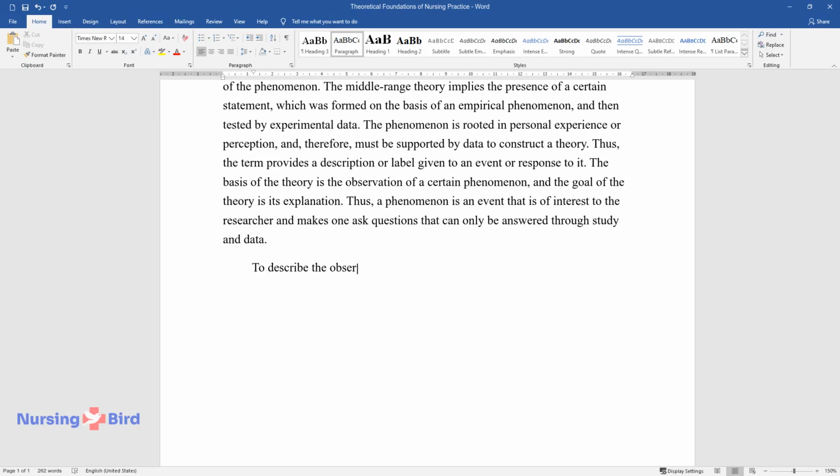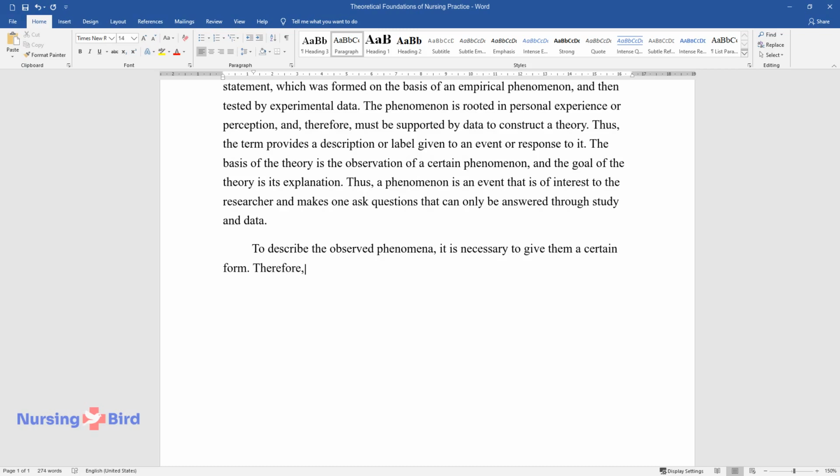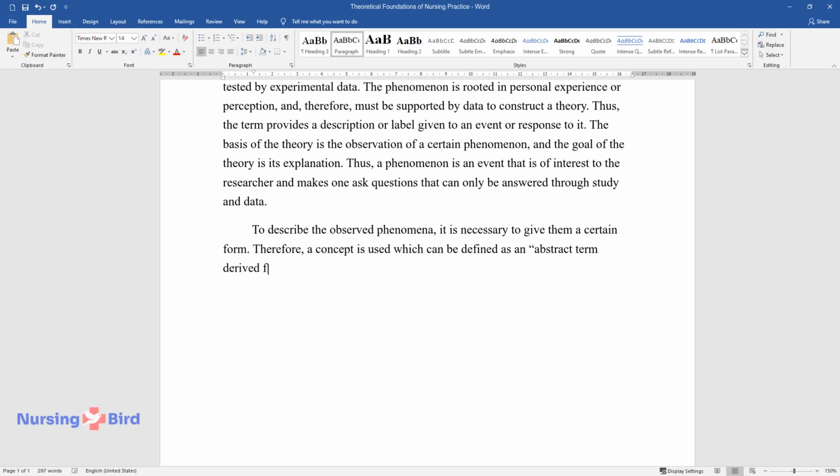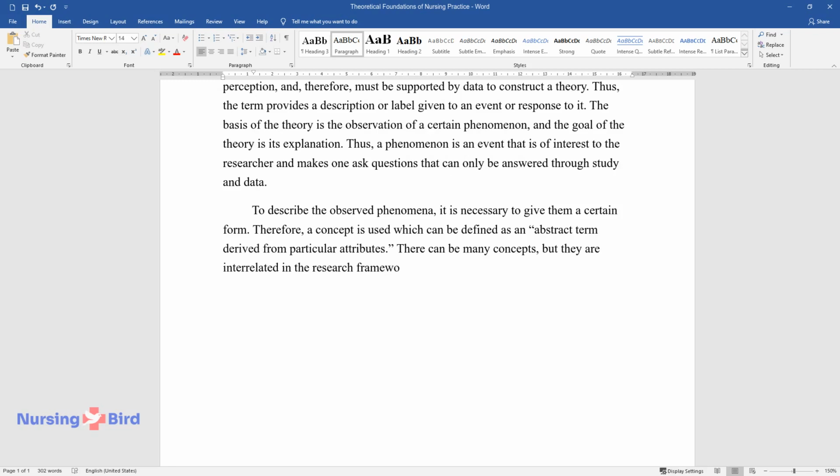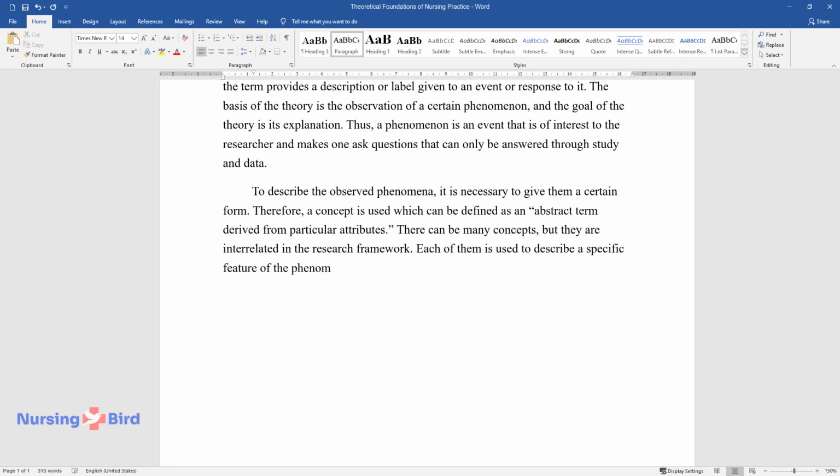To describe the observed phenomena, it is necessary to give them a certain form. Therefore, a concept is used which can be defined as an abstract term derived from particular attributes. There can be many concepts, but they are interrelated in the research framework. Each of them is used to describe a specific feature of the phenomenon.